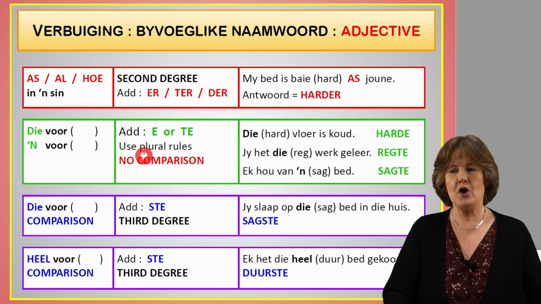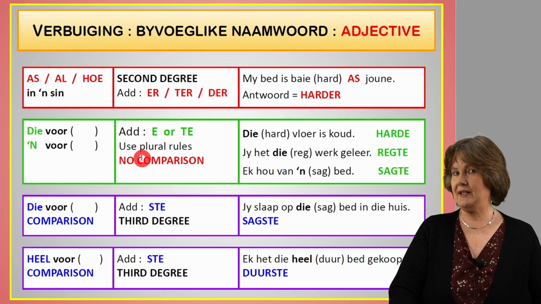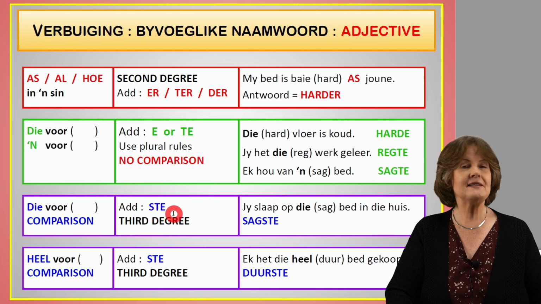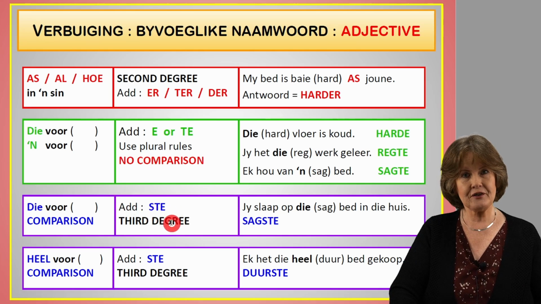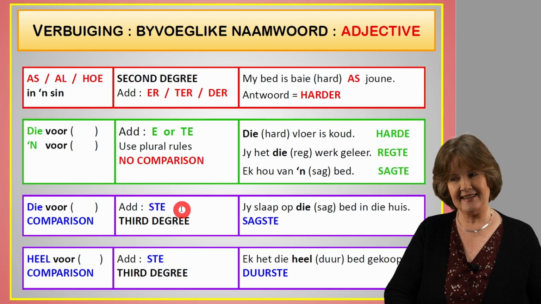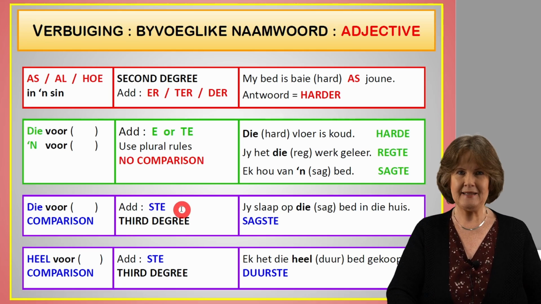So if there's no comparison, you add an E or a TE. If there's a "die" with a comparison, you simply do the third degree of comparison by adding a STE. And it's as simple as that.